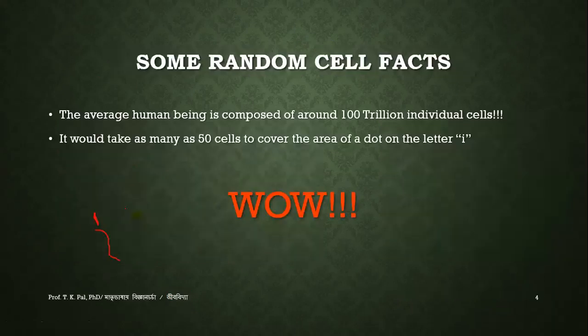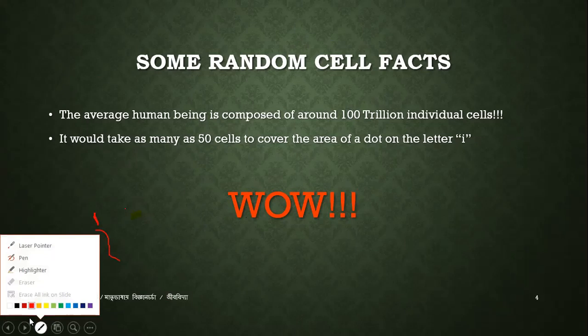Here is an interesting fact: about 100 trillion cells are found in our body. 100 trillion cells. Can you imagine that? After million comes billion, then trillion. So 100 trillion is very, very high. And look at this tiny drop here, about 50 cells are present in this tiny drop. So imagine that.